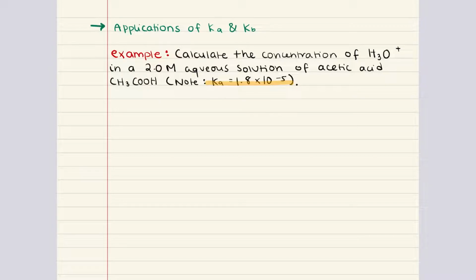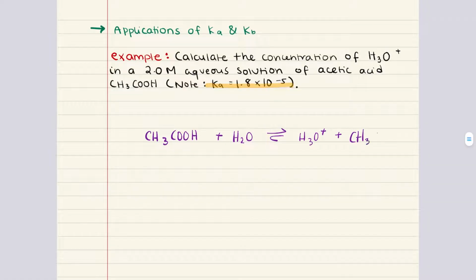Now, the first thing that we want to do is write the equilibrium reaction. So this is going to be acetic acid plus water. It gives us our hydronium ions plus our conjugate base, which is just acetate. Now that we have this written, we can go ahead and write our expression for the acid dissociation reaction. Keep in mind that this is equal to the concentration of the products raised to their stoichiometric coefficients over the concentration of the reactants raised to their stoichiometric coefficients, and we do not include liquids or solids, so water will not be a part of this reaction.